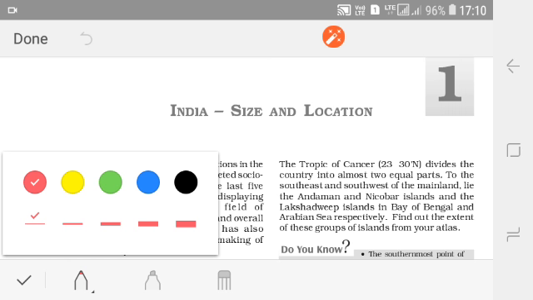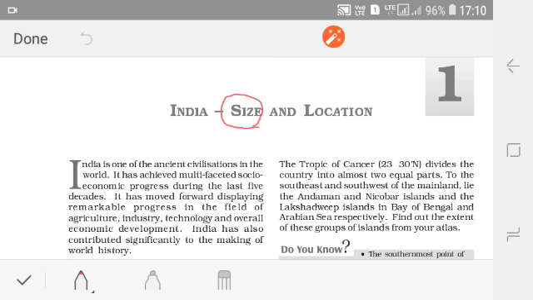This is class 9, first chapter. The first chapter is India, size and location. So, if you see the heading, size means what is the size of India with reference to the world. The size of India with reference to the world is given in the next page, where it is given that it stands 7th with reference to the size.